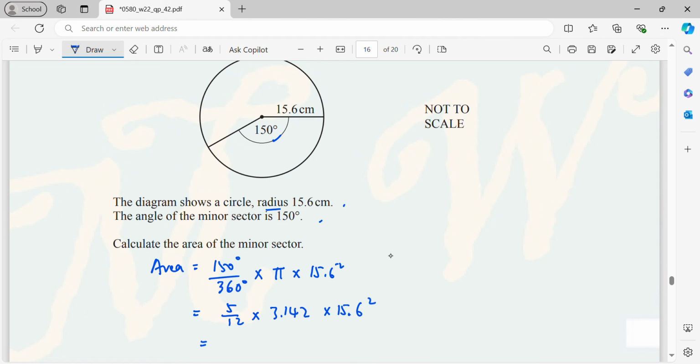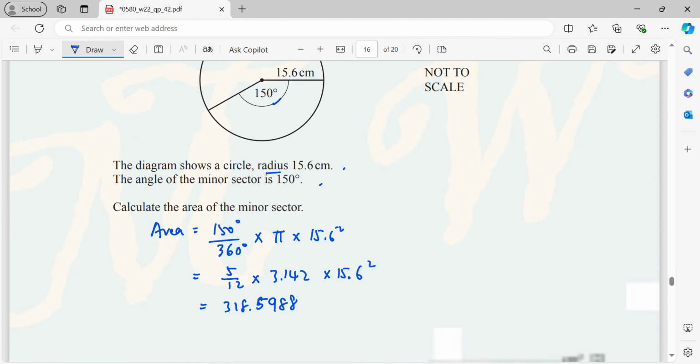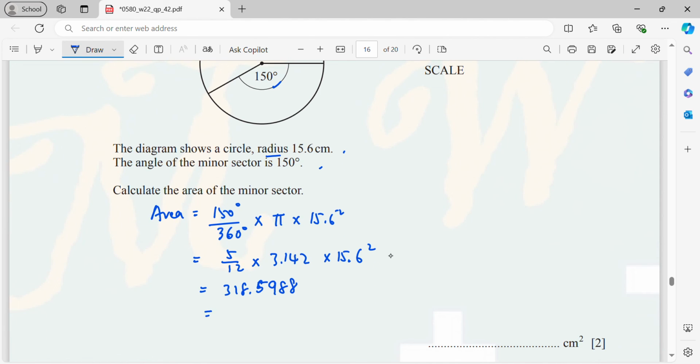And now just calculate, and you will be getting this value. And now I round it to 3 significant figures. Since the next digit is 5, therefore round up to be 319. That's all for the B.